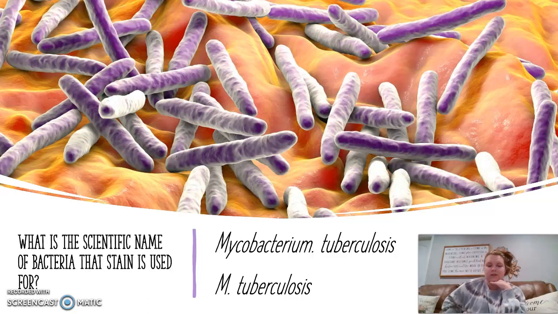So, what is the scientific name of the bacteria that is used with the acid-fast stain? That bacteria would be Mycobacterium tuberculosis, also known as TB. This is how you correctly write the scientific name. The M in Mycobacterium is capitalized, but the T in tuberculosis is lowercase, but both words are italicized. And this picture that I included here, I thought it was a really cool 3D picture of the bacteria.